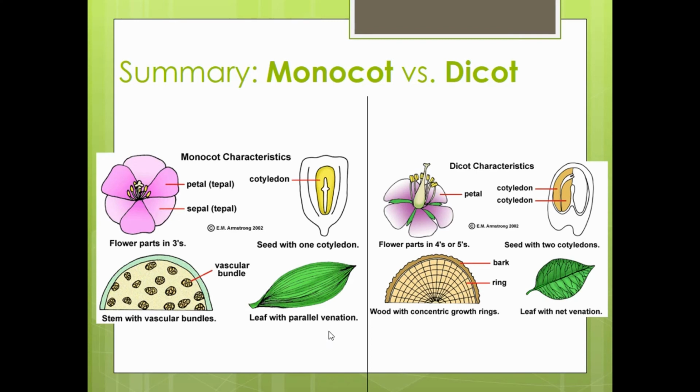Venation, V-E-N-A-T-I-O-N. Dicots, you have petals. The flower comes in 4s or 5s. You have 2 cotyledons. You have a bark and a ring. You have concentric growth circles. And the leaf has a net venation where it's like spreads out.